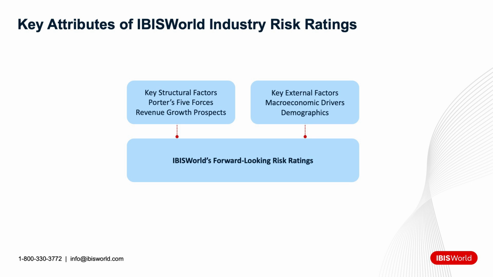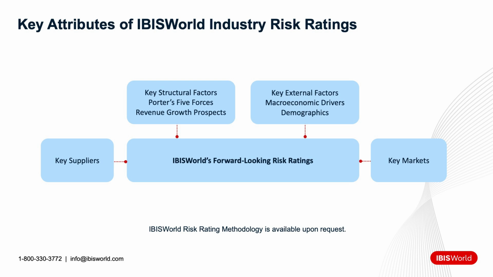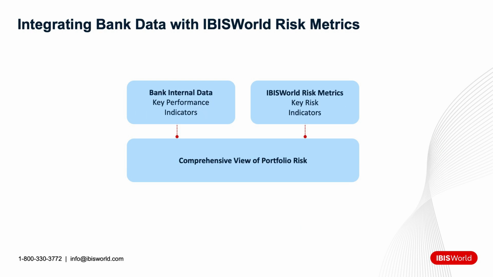Key external factors are also used to calculate risk scores. These include macroeconomic variables like interest rates, GDP components, and commodity prices, as well as demographic data. We also consider forces that resonate along the supply chain, basically the pricing power of both an industry's suppliers and the markets where its products are sold. Details of the methodology are available upon request.